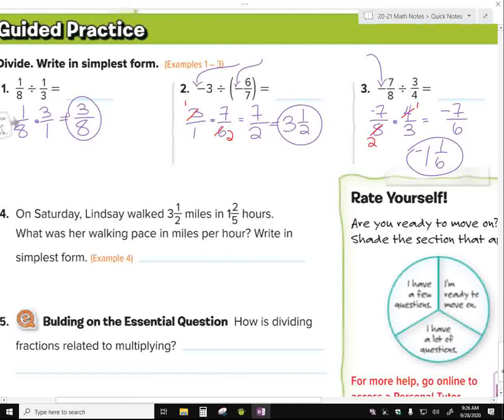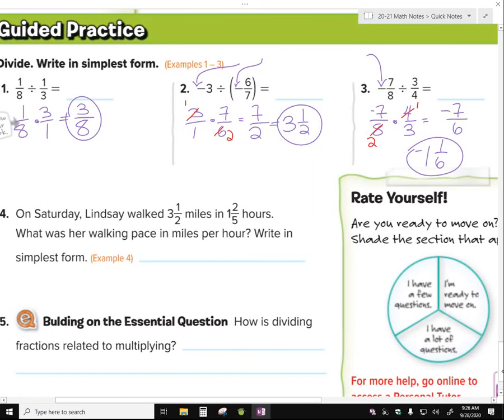3/1 is 3, multiplied by the reciprocal, which is 7/6. That reduces to 1/1 multiplied by 7/2. 7/2 is 3 1/2, positive. Then I have a negative there. I drew an arrow to it, so I know you could also circle it if you wanted to, so you don't forget, for your future self, to put a negative in there. -7/8 reduces to -7/2 multiplied by the reciprocal, which is 4/3. 4 goes down to 1 from the common factor. I have -7/6, which becomes -1 1/6.